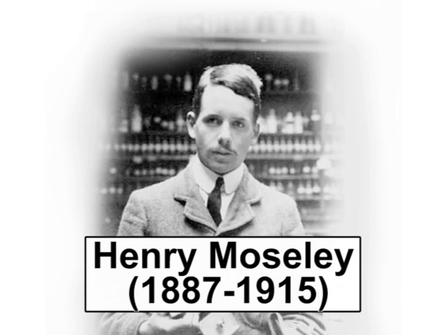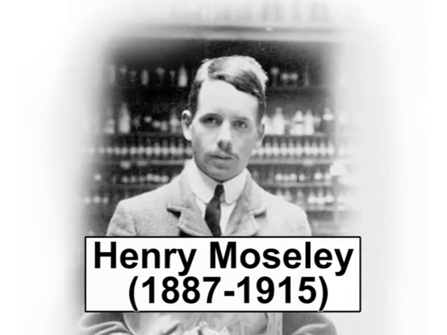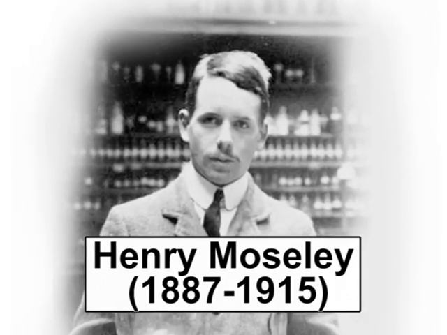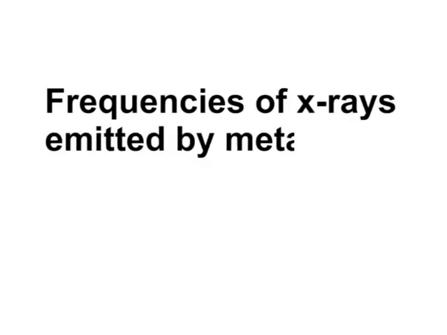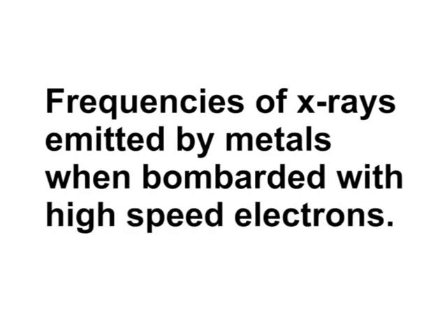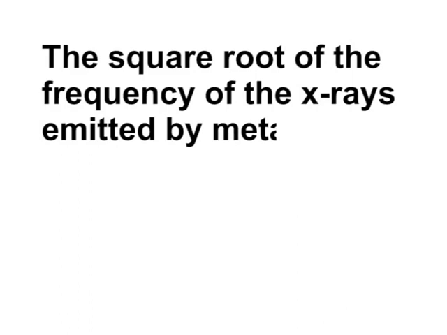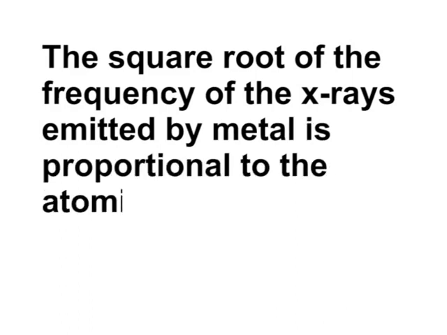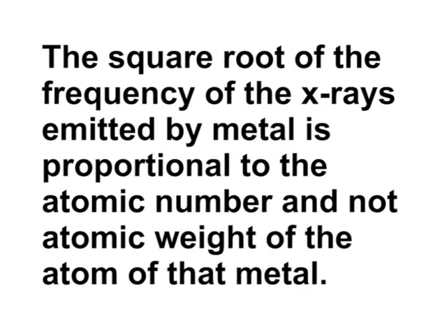Henry Moseley, 1887 to 1915. Henry Moseley was an English physicist. He measured the frequencies of X-rays emitted by metals when bombarded with high-speed electrons. He discovered that the square root of the frequency of the X-rays emitted by metal is proportional to the atomic number and not atomic weight of the atom of that metal.